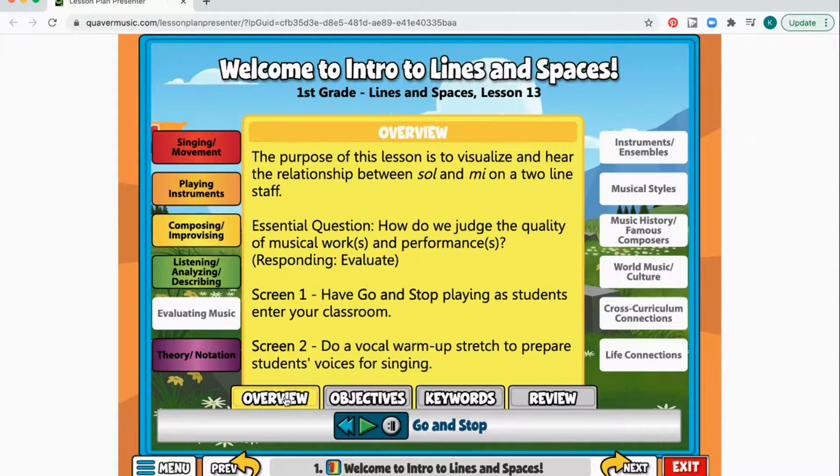Okay, friends, our overview is that the purpose of this lesson is to visualize and hear the relationship between sol and mi on a two-line staff. So, if we remember, sol is the fifth pitch. 1, 2, 3, 4, sol. And mi is the third pitch. 1, 2, mi. So we are going to see these two pitches written on different lines.